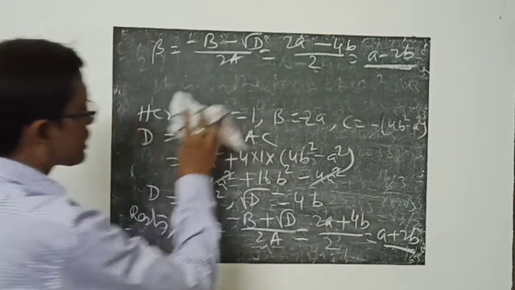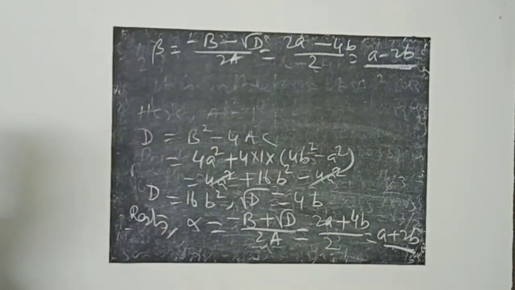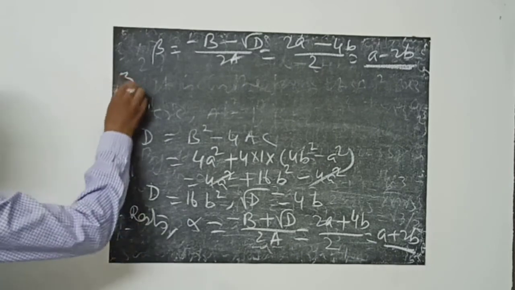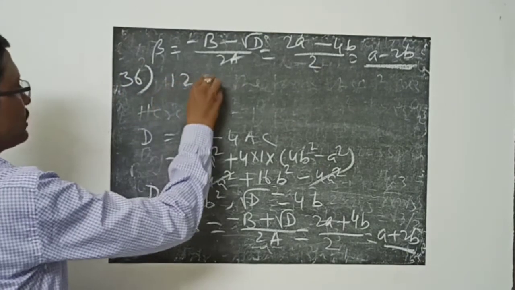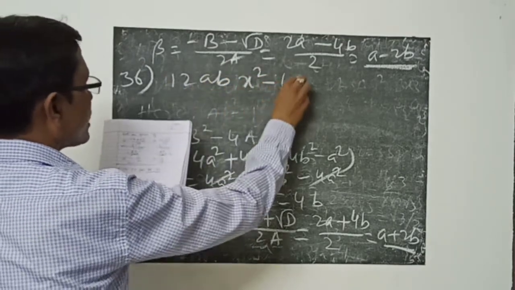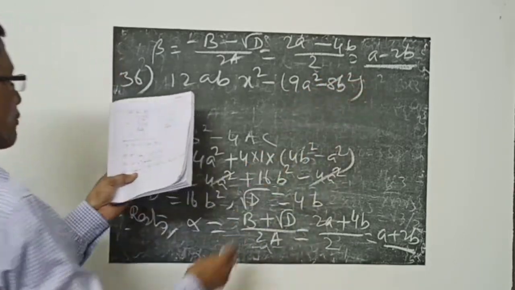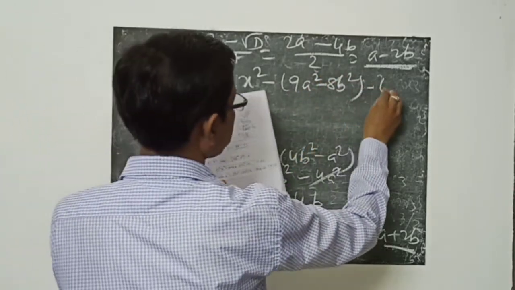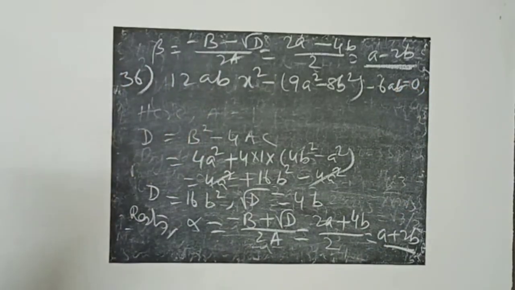Same format, same thing. In this form we will think. See the question that we have: solve by applying the quadratic formula. 12ab x square minus (9a square minus 8b square) x minus 6ab is equal to 0, where a and b are not equal to 0. Look, it is a larger form.